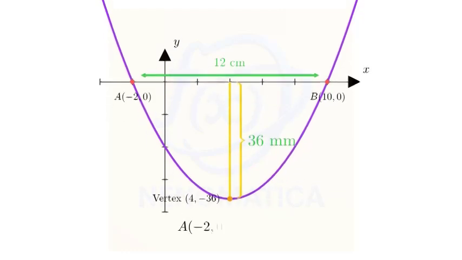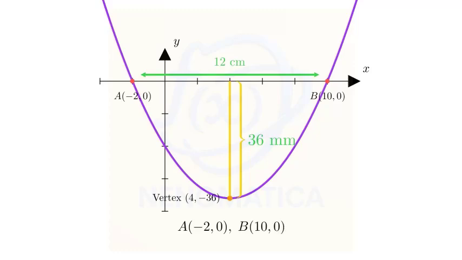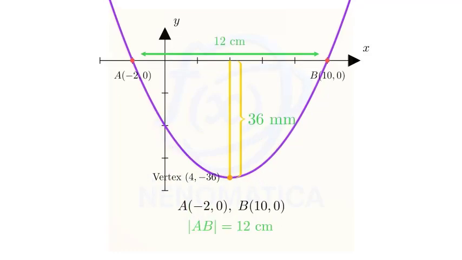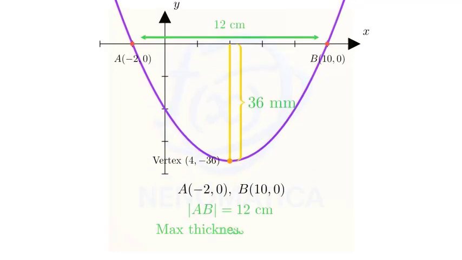Summary. The intercepts are A at (negative 2, 0) and B at (10, 0). The length AB is 12 centimeters. The maximum thickness at the vertex is 36 millimeters.